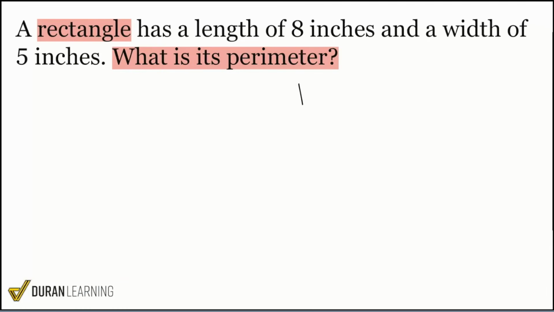So we want to figure out the perimeter of a rectangle. And quick question, what's the formula for that? Double the length plus double the width. That makes the 4 sides, exactly.